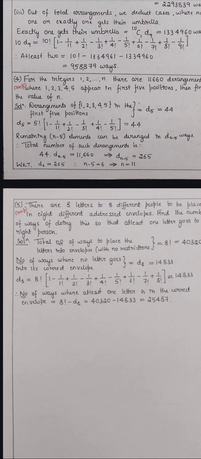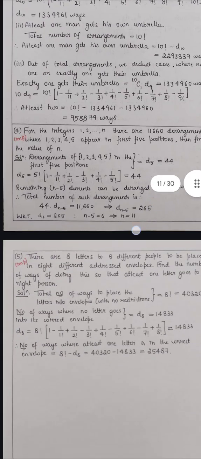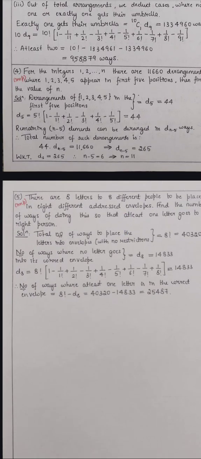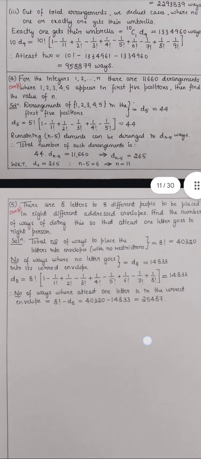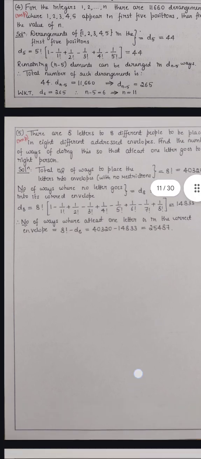We will get 265. Where does this 265 come from? We know that d6 is 265, as we calculated at the beginning. d6 is 265, it was mistaken here as 256. Then what we get is n minus 5 equals 6. So they have given dn minus 5 equals 265, then d6 equals 265. So n minus 5 equals 6, so 6 plus 5 is 11. So n equals 11.